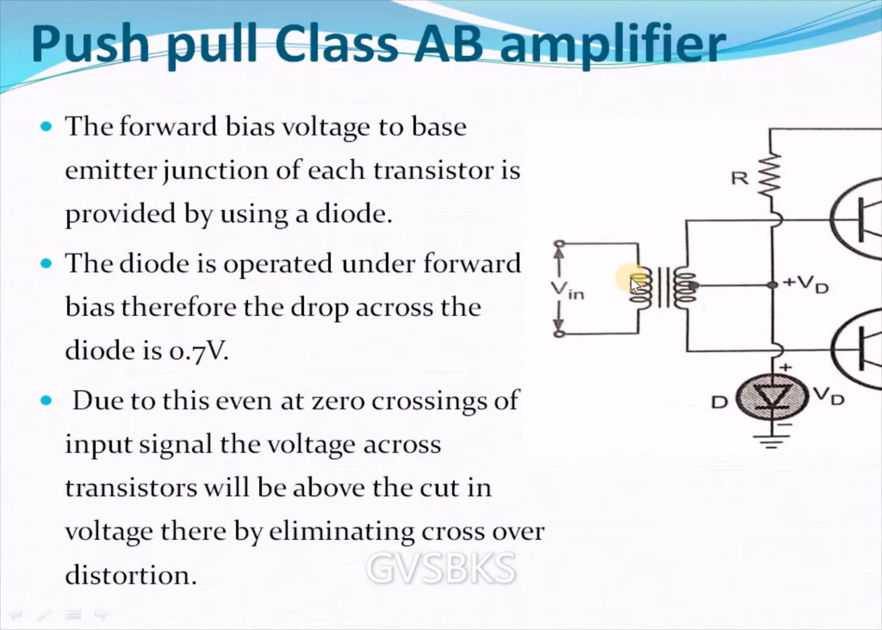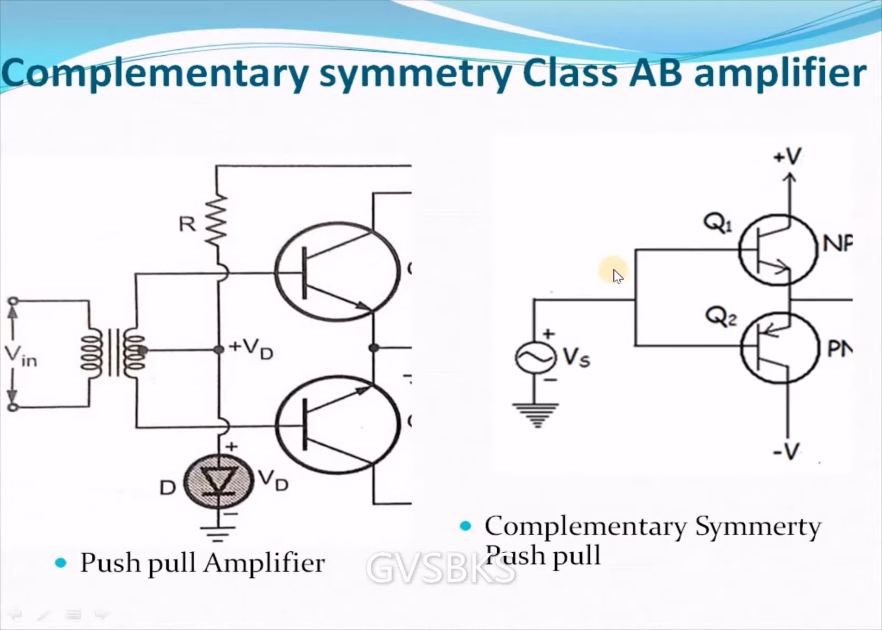Okay, so let us move to the class AB type complementary symmetry push-pull amplifier. One thing we have to notice here is that in the normal push-pull amplifier, one voltage is enough. Suppose here you say 0.7 volts, the same 0.7 volts is enough to switch on Q1 as well as Q2. But in complementary symmetry type, it is not like that. So we have to provide 1.4 volts between the two transistors.